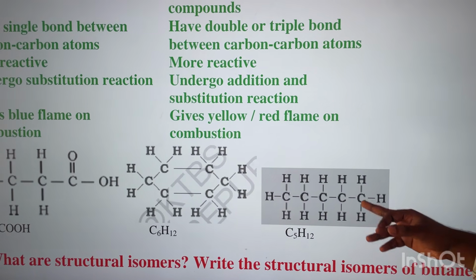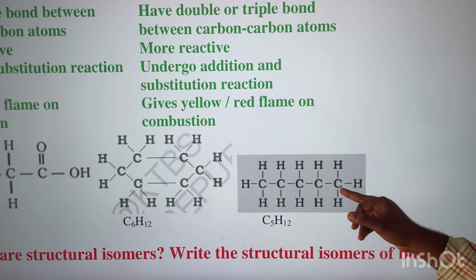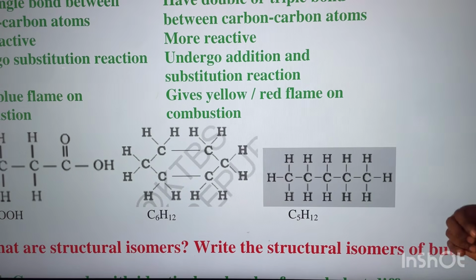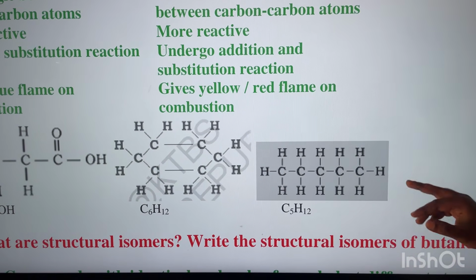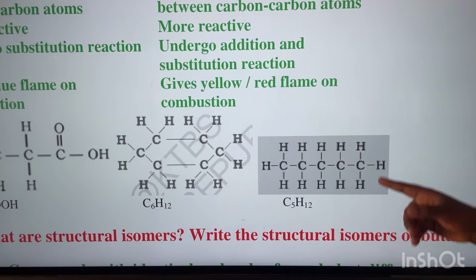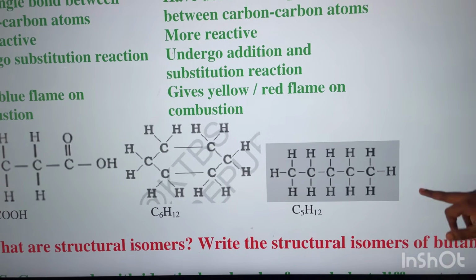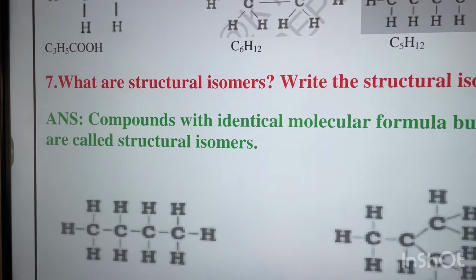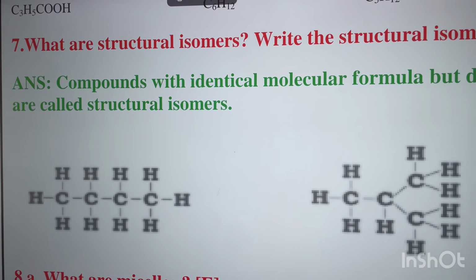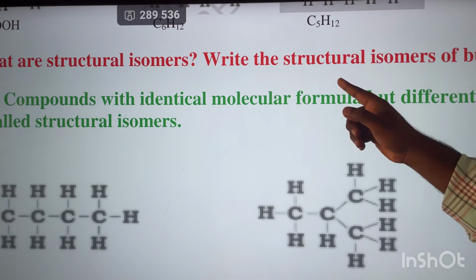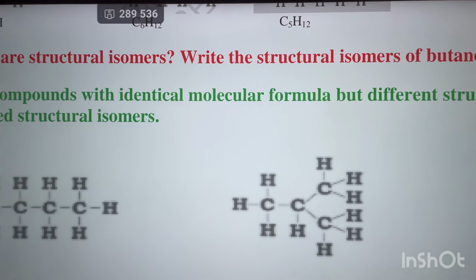Now this is a pentane. Pentane means 5 carbon, 5 means pent. N means all the carbon between only single bond. Next question, most important: what are structural isomers? Write the structural isomers of butane.